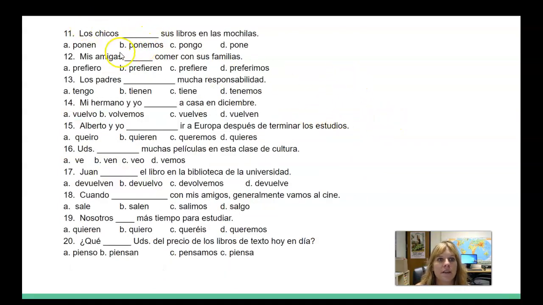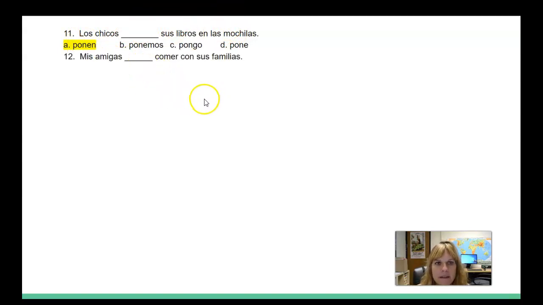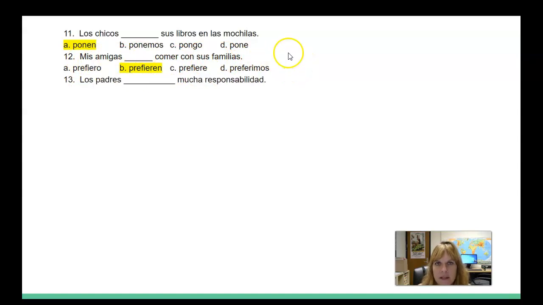So, número 11: Los chicos ponen sus libros en las mochilas. They put their books in the backpacks. Número 12: Mis amigas prefieren comer con sus familias. My girlfriends prefer to eat with their families. Número 13: Los padres tienen mucha responsabilidad. The parents have a lot of responsibility.